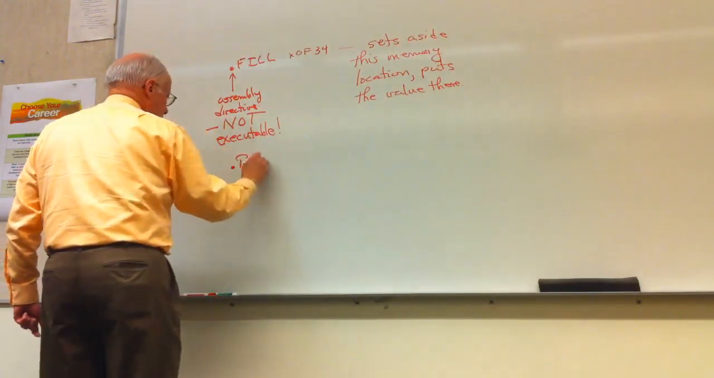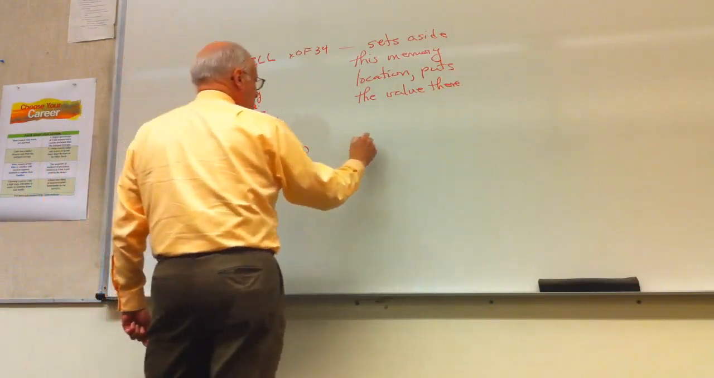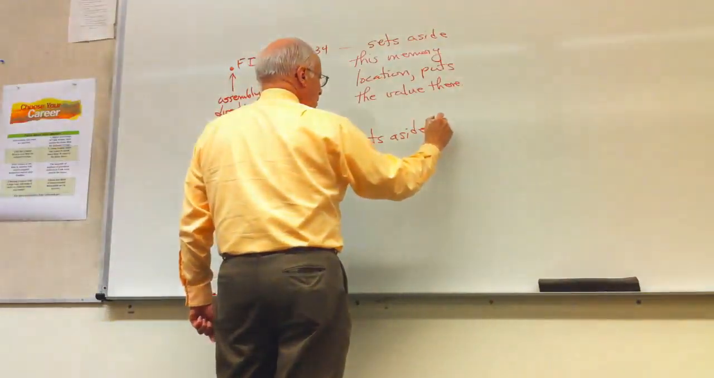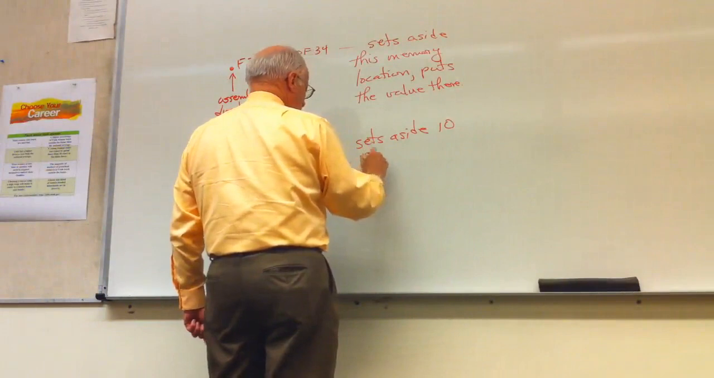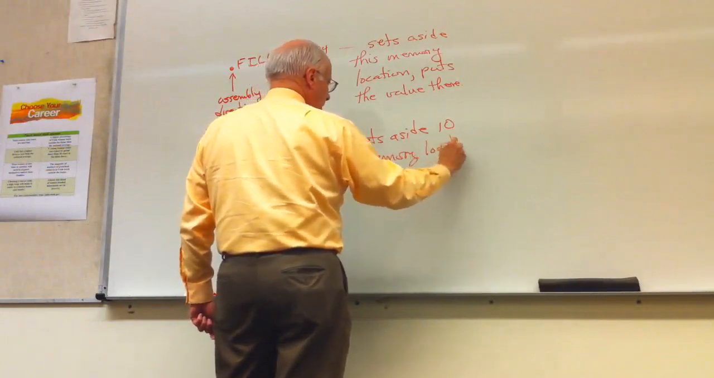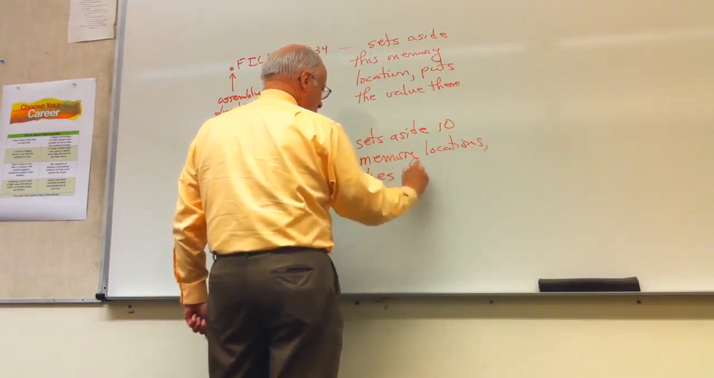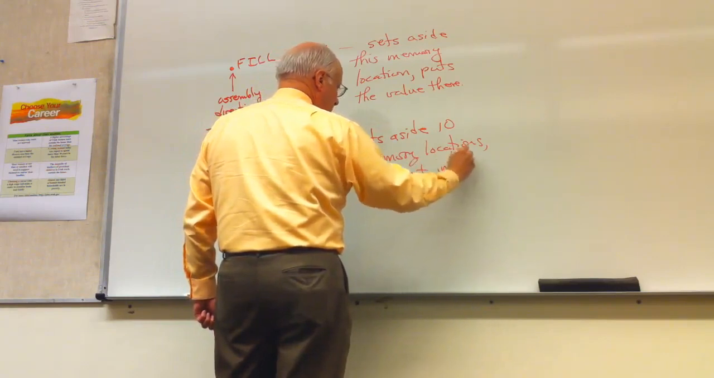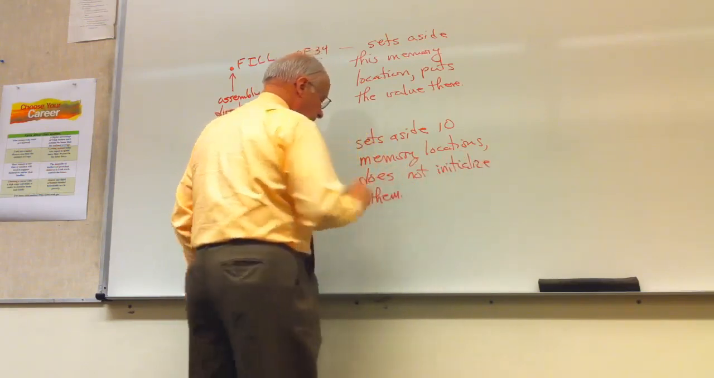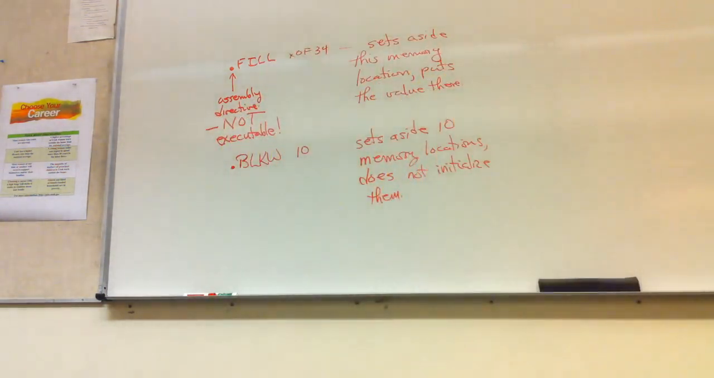Okay. Block word 10 sets aside 10 memory locations. It does not initialize. So how do you put the values into that block? If you're going to use block word, then somewhere in your program you're going to put numbers in there.